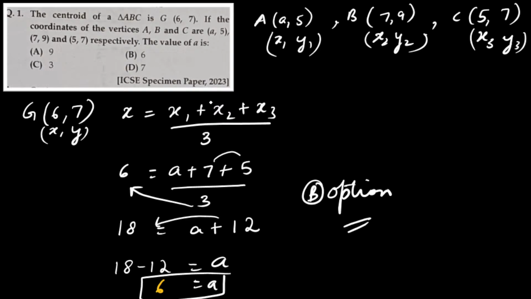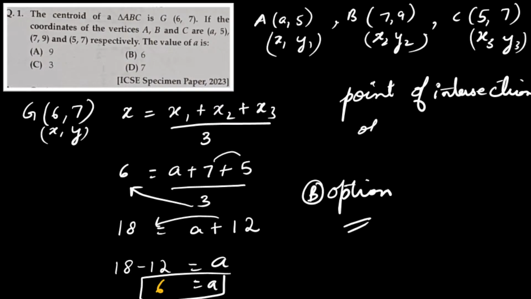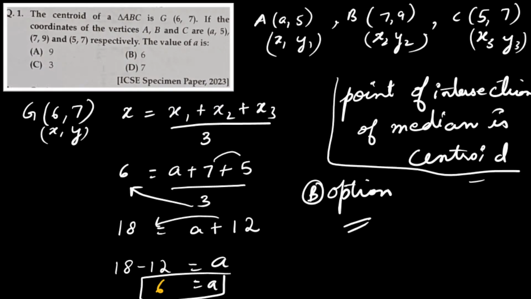And also here I'll just remind you, the centroid is that point where all three medians intersect. So the point of intersection of the medians of a triangle is the centroid. I hope you remember. Option B. So this question was very simple, based on the previous concept itself. Let's do the next question now.